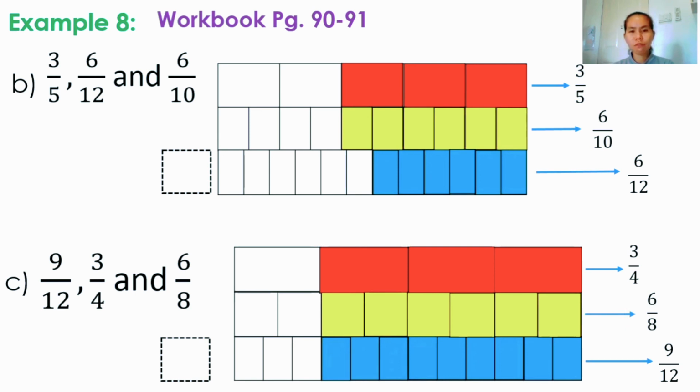As we can observe, the shaded parts are equal. Again, the shaded parts are the same. It means this set of fractions are equivalent. Therefore, 9 over 12, 3 over 4, and 6 over 8 are equivalent fractions. Right now, we will put a tick check in the box.